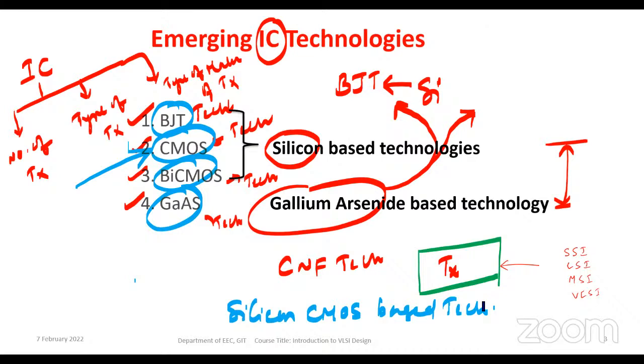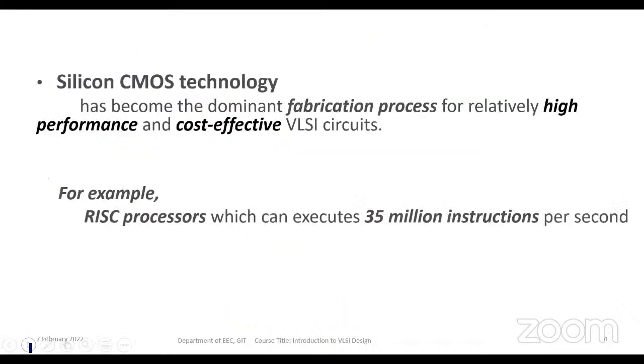It is a very, very popular technology when compared to other IC technologies. What is the reason why silicon CMOS technology is very popular for fabricating devices? First of all, what exactly is the meaning of silicon CMOS technology? It means that if you take an IC, it consists of both NMOS transistors as well as PMOS transistors. Both transistors will be there in an IC.